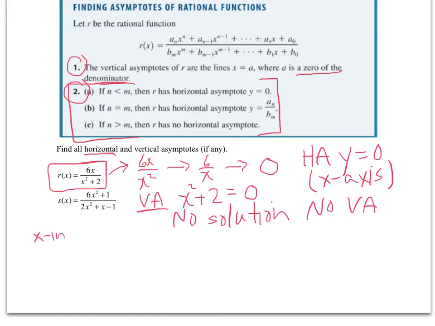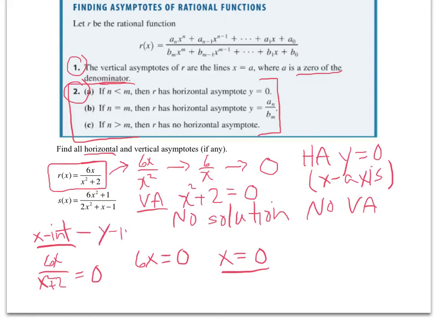So first let's look for x-intercepts. The x-intercepts are the values that make the function equal to 0. So we take 6x over x squared plus 2, and we realize that that only equals 0 if 6x equals 0. That's the numerator. Well, that only equals 0 if x equals 0. So the x-intercept is x equals 0, and then of course y equals 0.